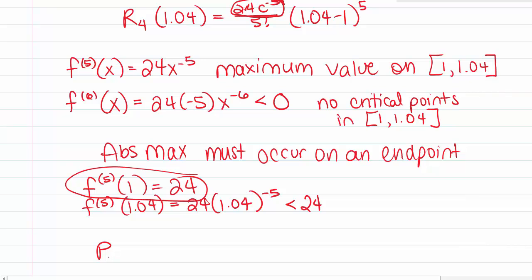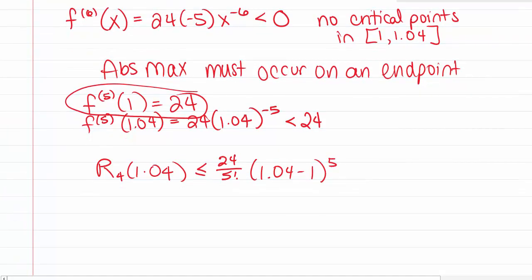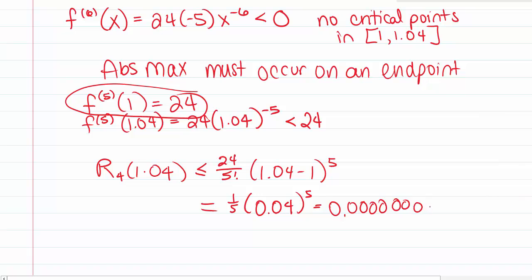So we're going to go back to our remainder, sub 4 of 1.04. And we're going to say that that has to be less than or equal to 24. We're replacing 24c to the negative fifth with 24. That's its maximum value. That's the big M. Over 5 factorial times 1.04 minus 1 to the fifth. And now that's just a number we can calculate. So we get 1/5 times 0.04 to the fifth, which is 0.0000000248. So pretty darn close.